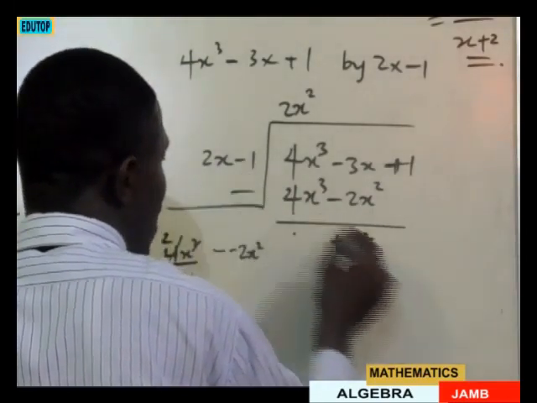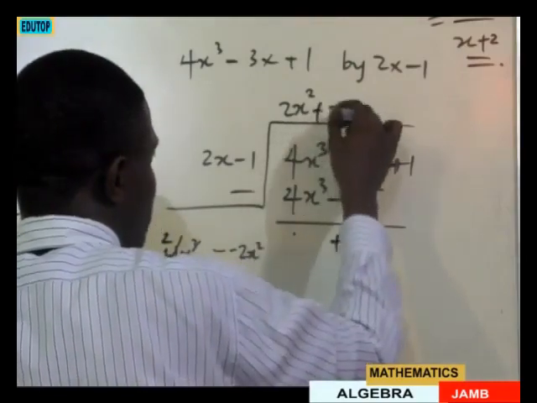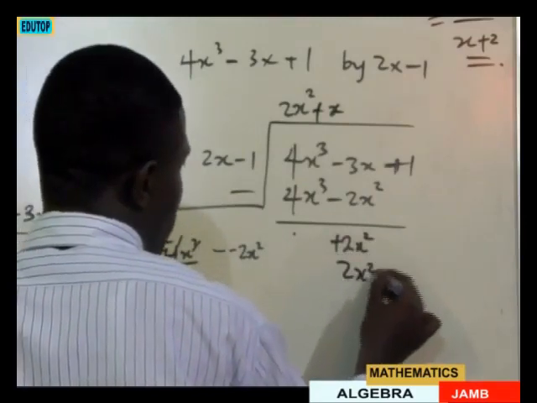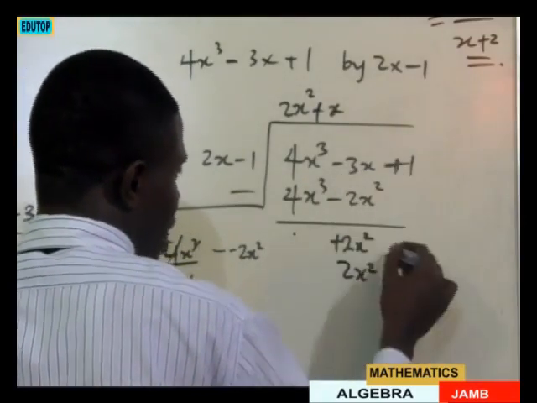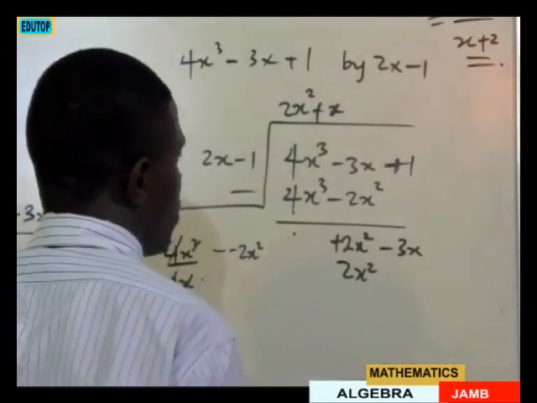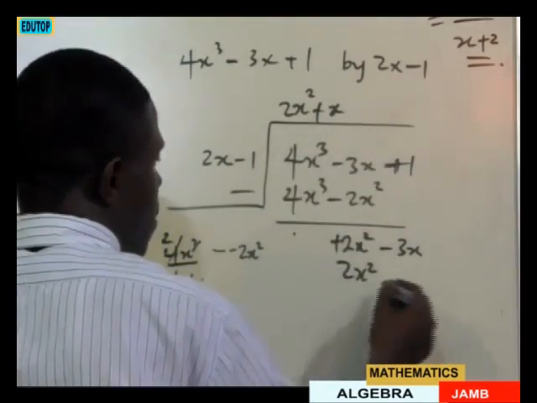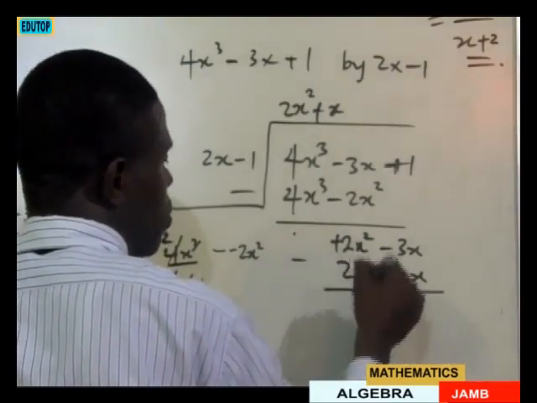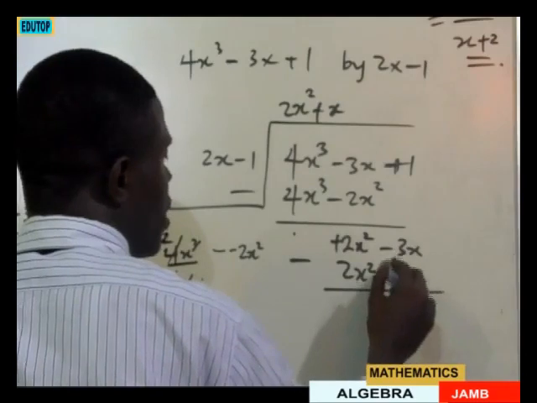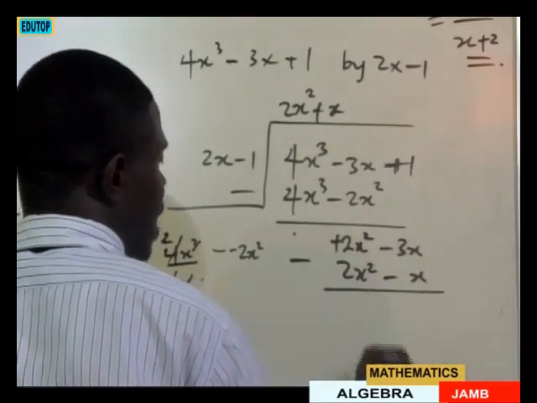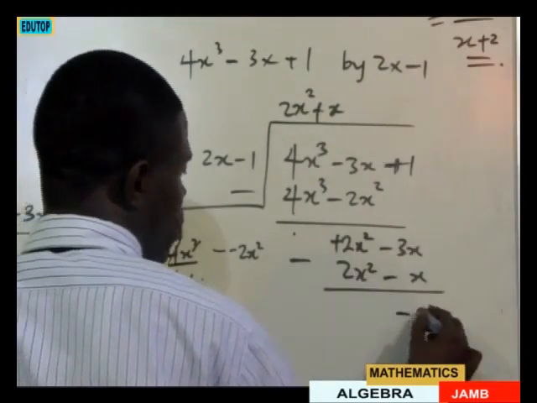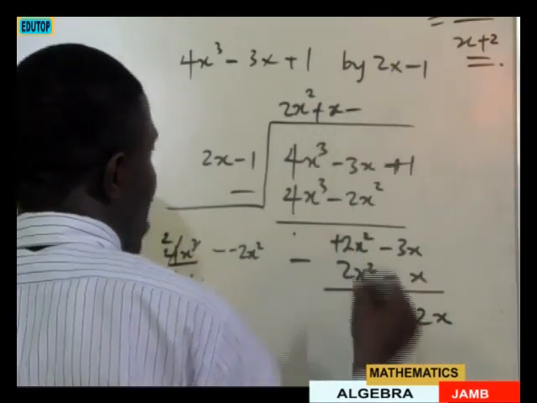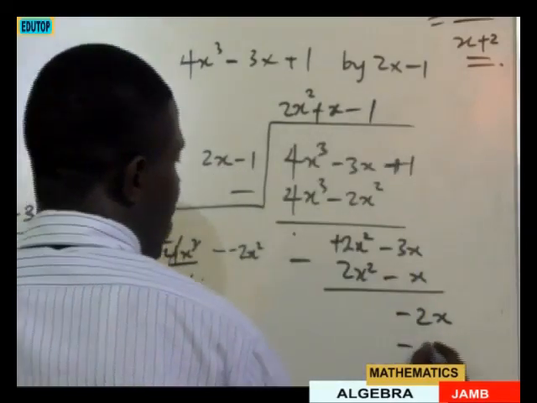So we now start from here. This divided by this will give us plus x. This times this, 2x squared. Then you bring this minus 3x down. Then this times this, minus x. So this minus this cancel, because you subtract. Then this one will become minus 3x plus x, that's minus 2x. Divide this by this, that's minus 1.